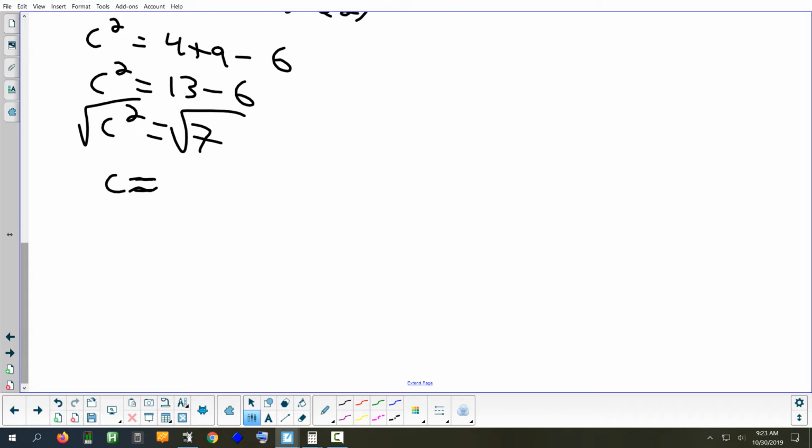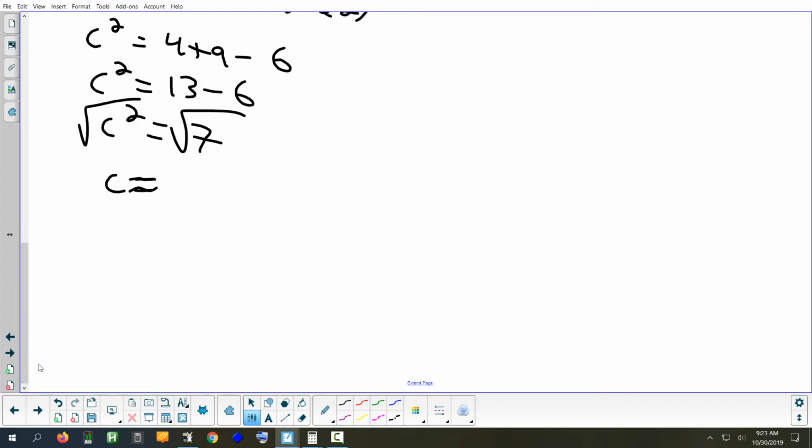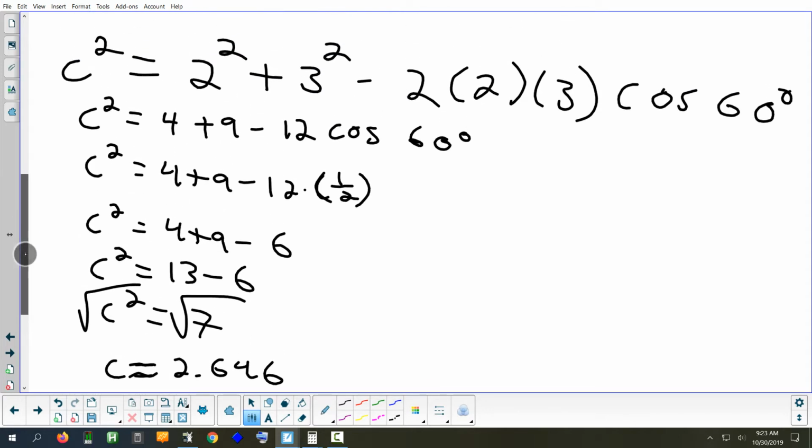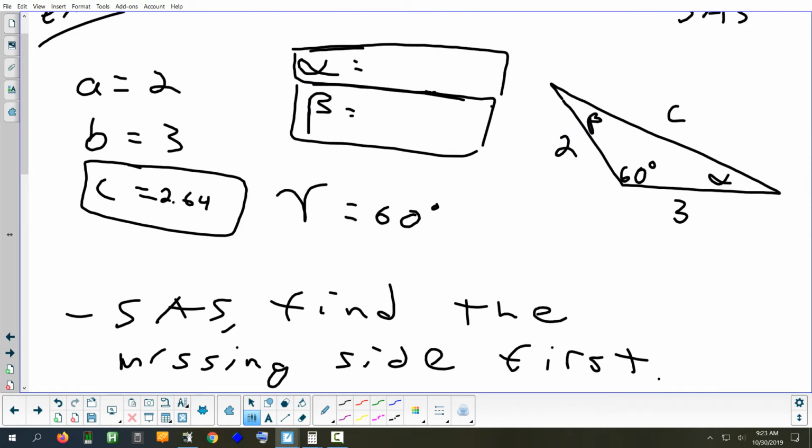And we are going to round this off. Okay, so the square root of 7 is 2 point something. 2.646. And that's c. So the way I did it, I really wrote out every single step. I probably could have just done 4 plus 9 minus 6 all in one step and got 7, but first time through, I'm just trying to show you every step. All right, let's add that information to my picture and look at what I have now.